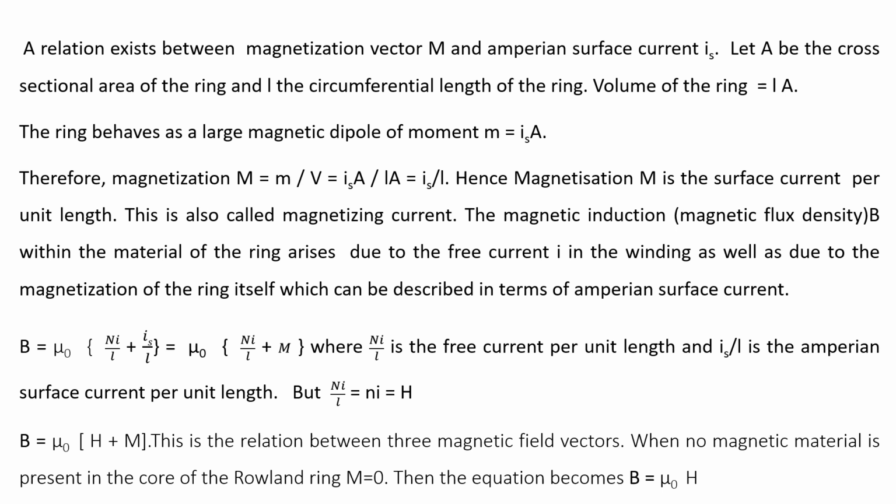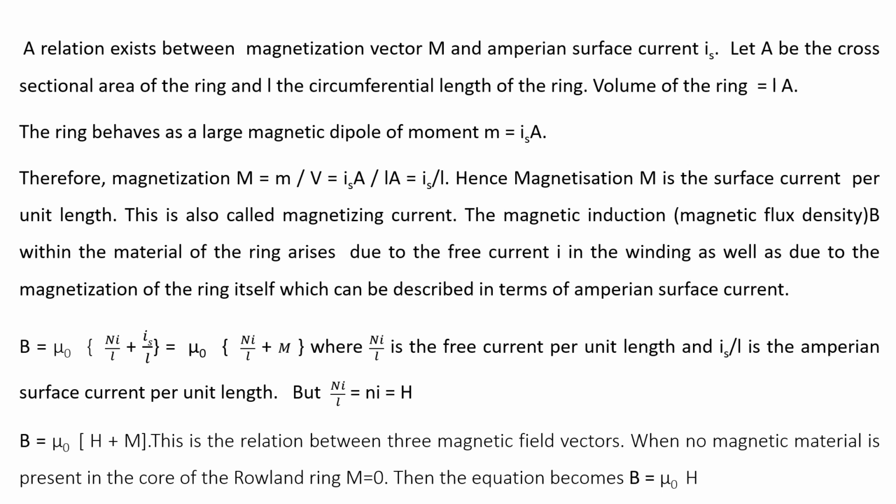Then we can consider the magnetic induction vector B. That is, the magnetic induction vector B within the material of the ring arises due to the free current I in the windings as well as due to the magnetization of the ring itself.